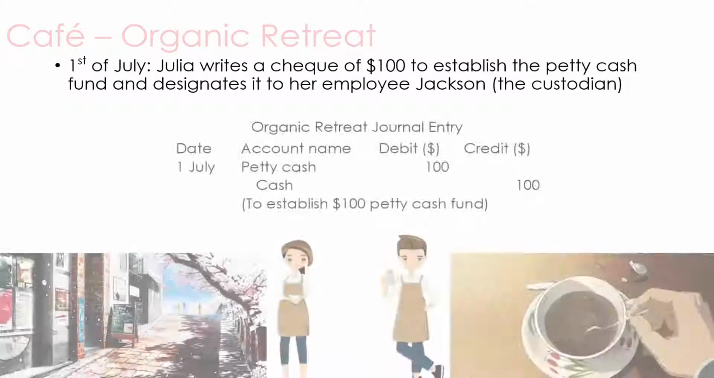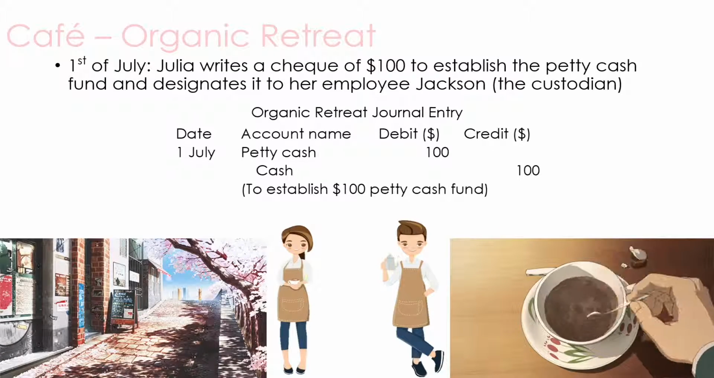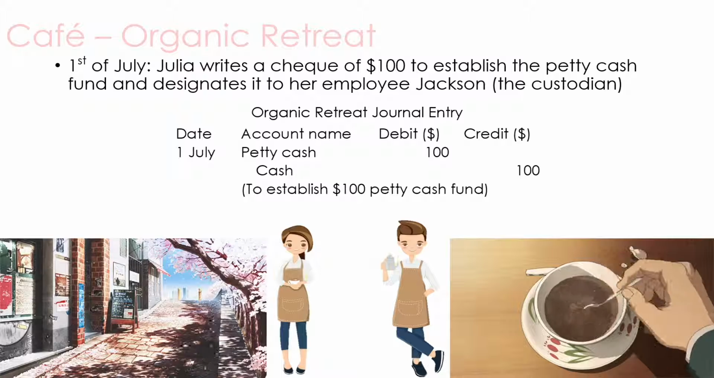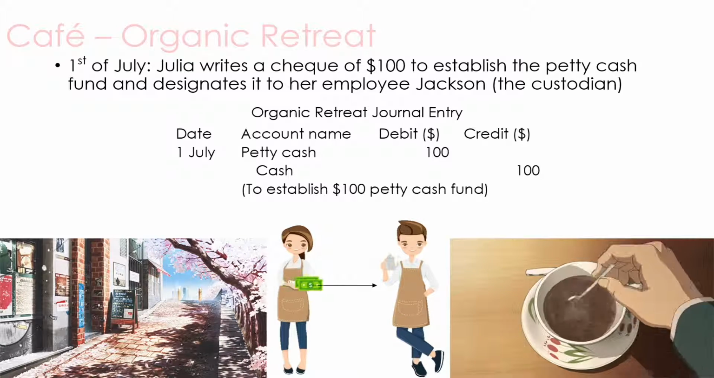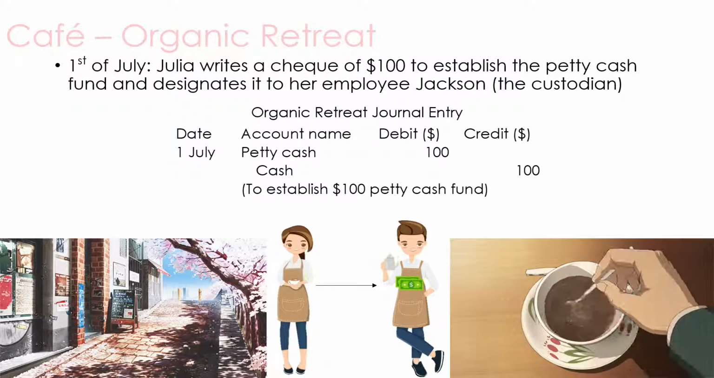To demonstrate this, let's look at a cafe called Organic Retreat. On the 1st of July, Julia writes a check of $100 to establish the petty cash fund and designates it to her employee Jackson, the custodian. The following journal entry would be recorded by Julia. As shown, petty cash is debited and cash is credited.